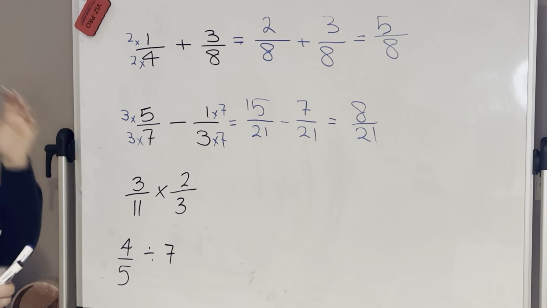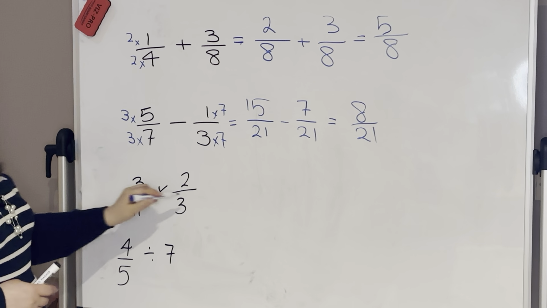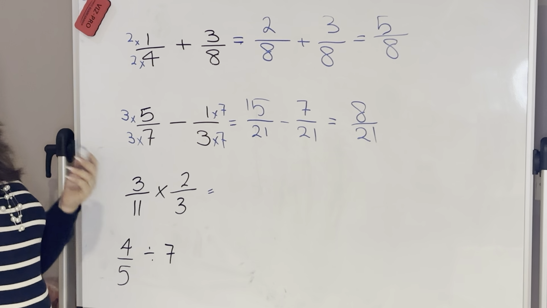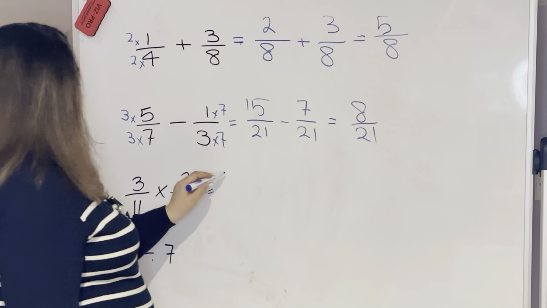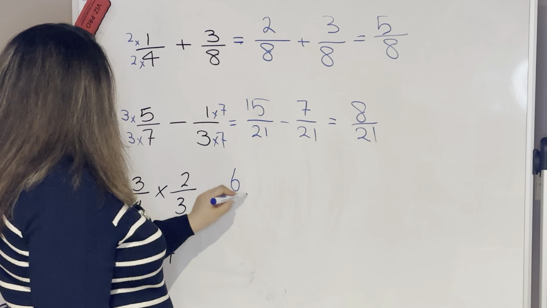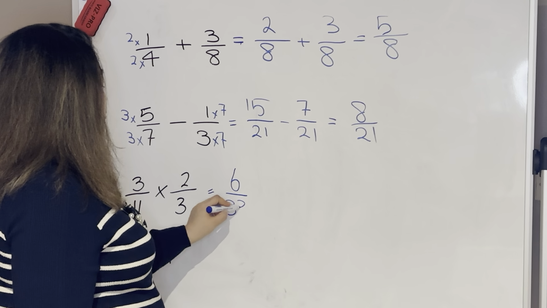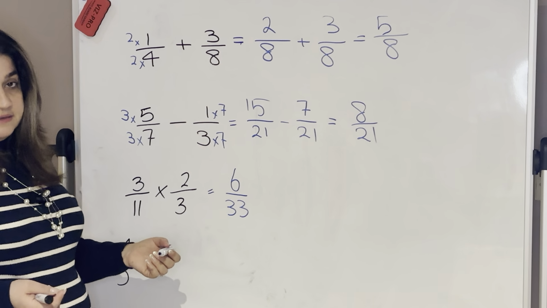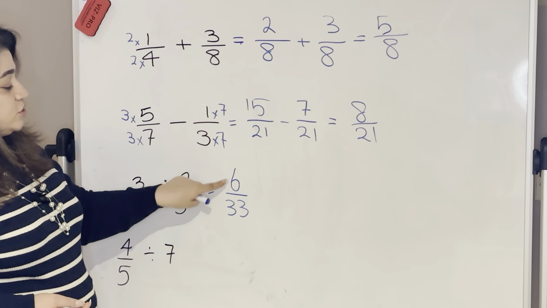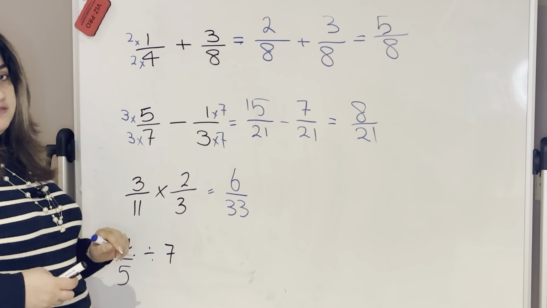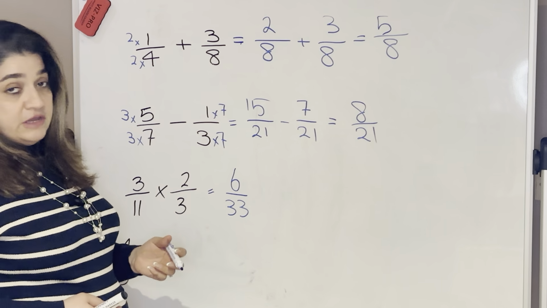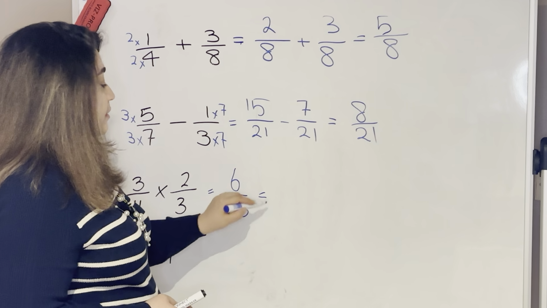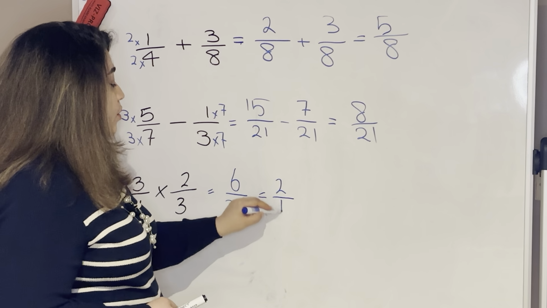For multiplication, if you remember, I said times is the easiest one: times the top, times the bottom. So it is 6 over 33. You have to simplify if you can. Which times table includes 6 and 33? It is just 3, so you have to divide by 3. So it is 2 over 11.